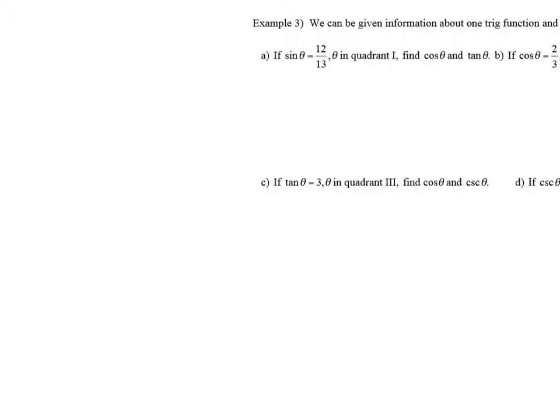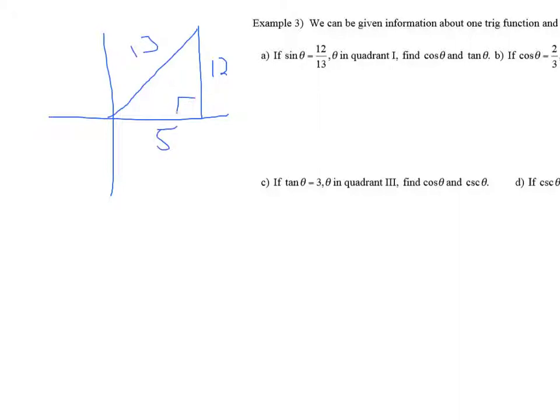So for this kind of problem, this kind of extension, I know the sine equals 12 over 13. And it's in the first quadrant. So I know the opposite side is 12. I know the hypotenuse is 13. And this looks like it's a 5, 12, 13 triangle. Everything's positive. So they want me to find the cosine and the tangent. Well, cosine is going to be 5 over 13. Tangent is going to be 12 over 5. I'll write that down. So 5 over 13 and 12 over 5.